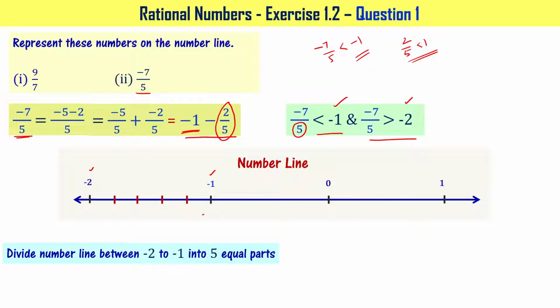Now, can I say that minus 1 is equal to minus 5 by 5, right? This is going to be minus 6 by 5. This is going to be minus 7 by 5. This is minus 8 by 5, minus 9 by 5, and minus 10 by 5, right? Look at this. Minus 10 by 5 is minus 2, and minus 5 by 5 is minus 1, right? So what we are looking for is minus 7 by 5, right? This is where minus 7 by 5 is located on the number line, right?